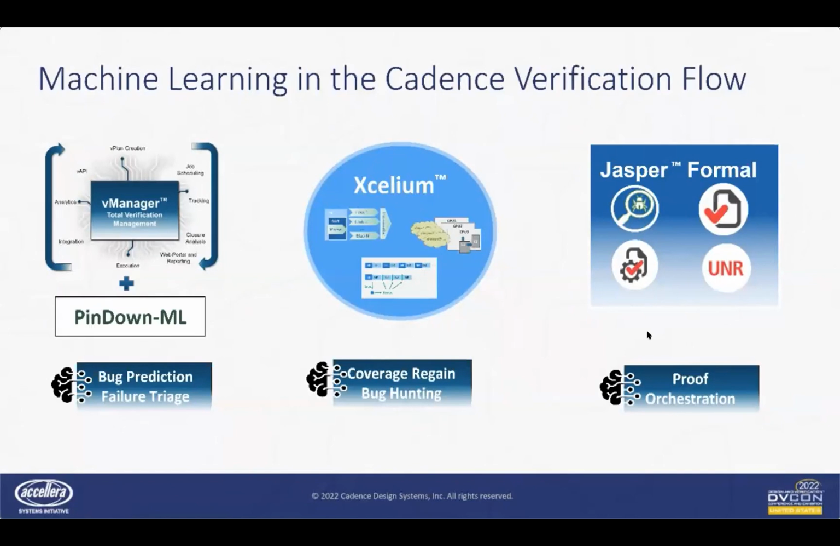In the vManager world, we talked about bug prediction. We're also using machine learning for failure triage. It's a capability that's available in vManager today. Again, if you're interested, feel free to reach out to your local Cadence representatives. In the Xcelium world, John talked about bug hunting with Xcelium ML, and of course, you've probably seen lots of press and lots of use case examples of our coverage regain capability, which John described at a high level in today's presentation.